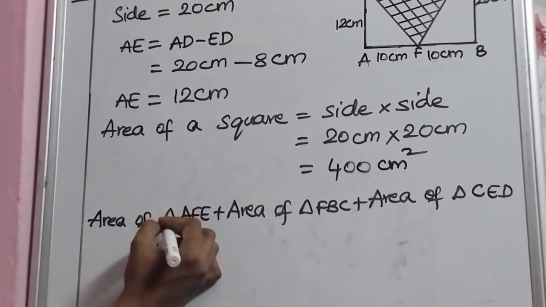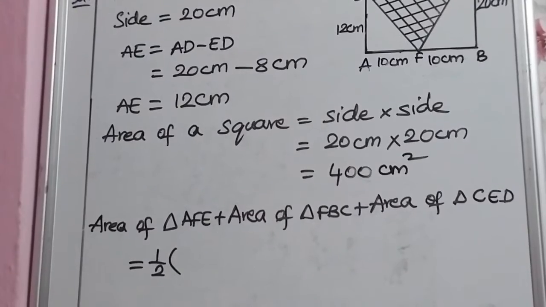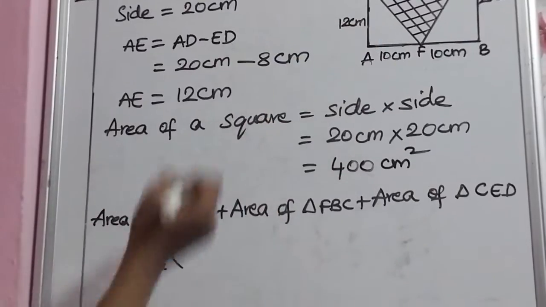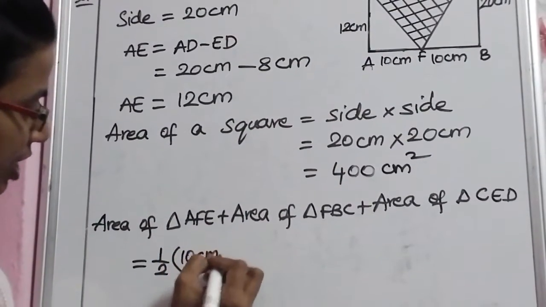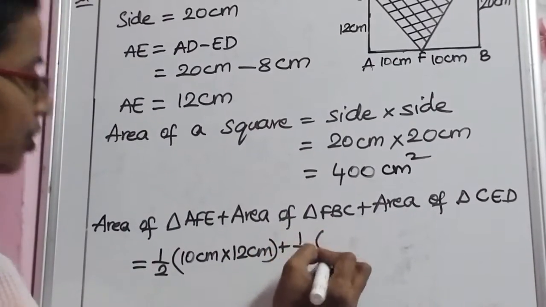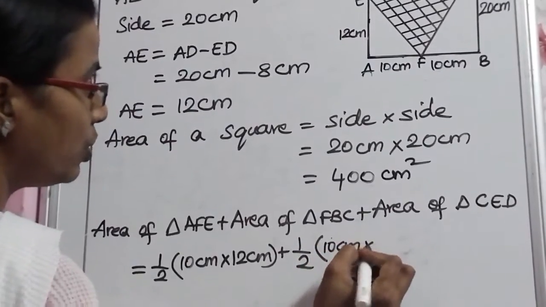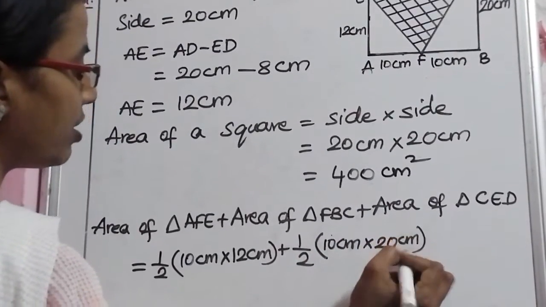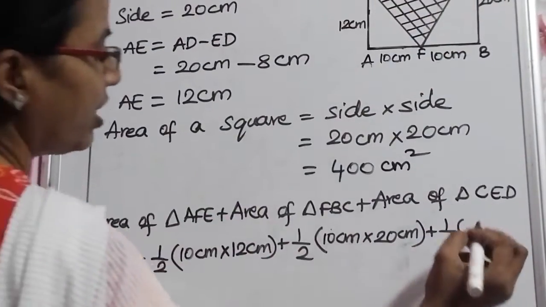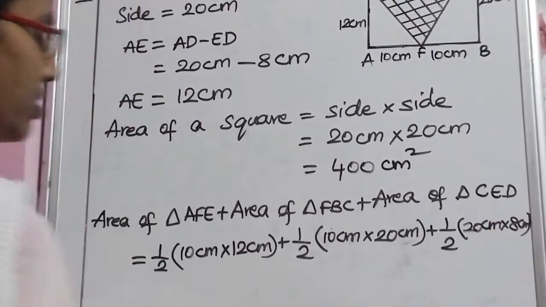So what is the formula for finding out the area of a triangle? Area of a triangle is equal to half into base into height. So half into this triangle we are taking. So it is 10 centimeters into 12 centimeters plus half into FBC. This part we are taking. So it is 10 centimeters into 20 centimeters plus half into this part we are taking. It is 20 centimeters into 8 centimeters.